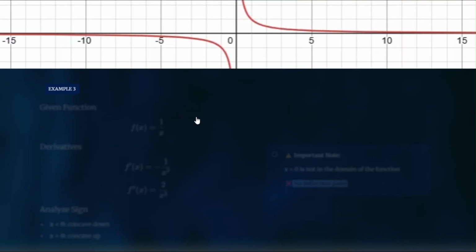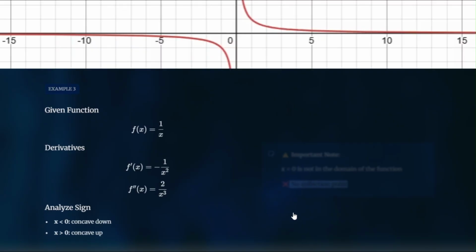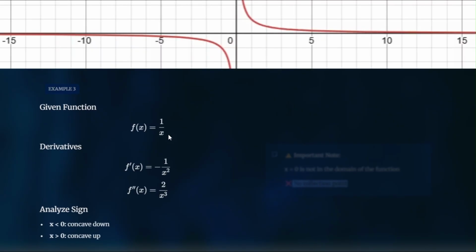In this third example, we have a rational function f of x equals 1 over x. So in order to find the first derivative using the power rule, we can rewrite 1 over x as x to the power negative 1. We can find the first derivative to be negative 1 over x squared, and the second derivative to be 2 over x cubed. Now we know that the second derivative will be undefined when x equals 0 because we have x cubed in the denominator.